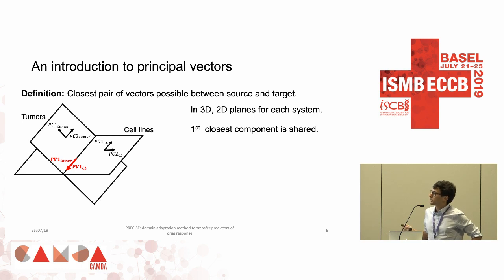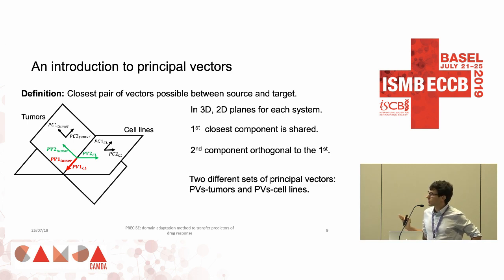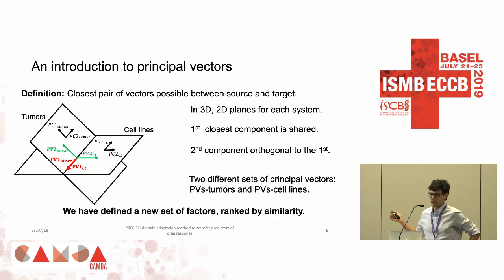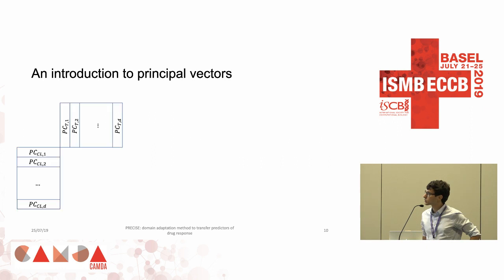But then if you want to define a second one, you define it orthogonal to the first. So ultimately, this will give us this direction. Basically we define 2 sets of principal vectors, 1 for the tumor and 1 for the cell lines, that are now ordered by similarity. The top ones are really geometrically similar, and the bottom ones are not similar whatsoever. Of course, this is only a 3D example, and we want to go to all the protein coding genes, so it's a bit more complex. But we can still rely on the closed form solution for this problem.